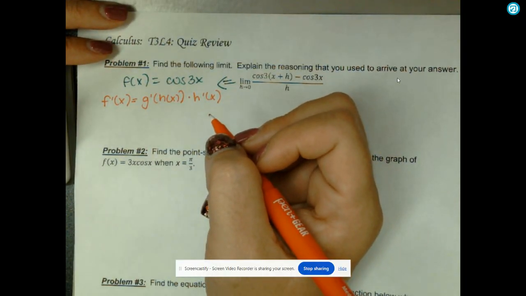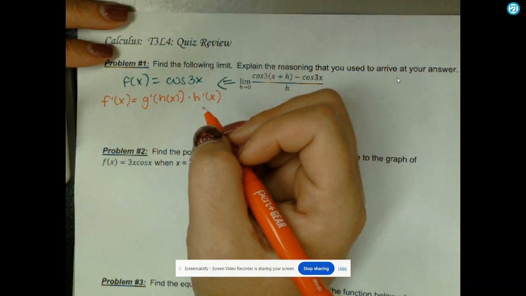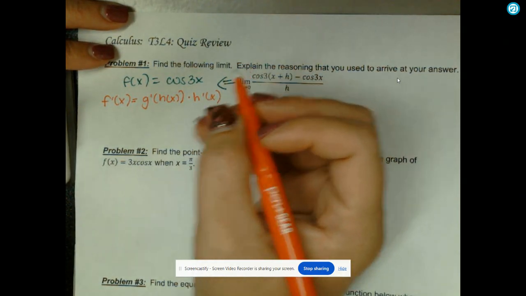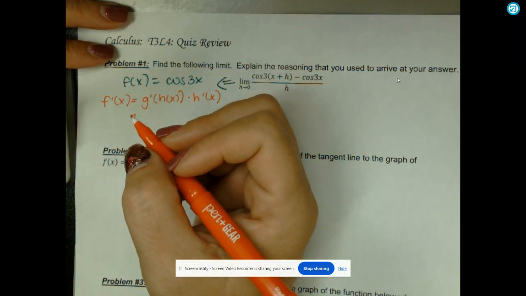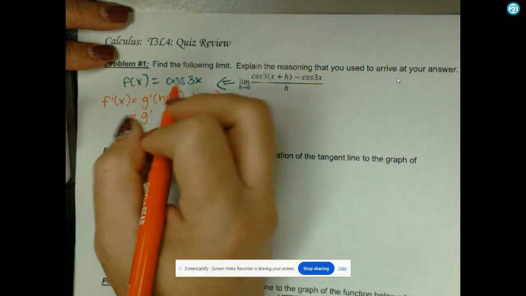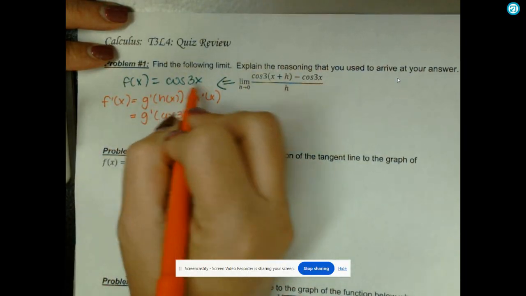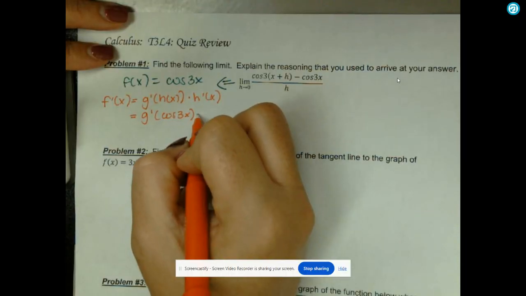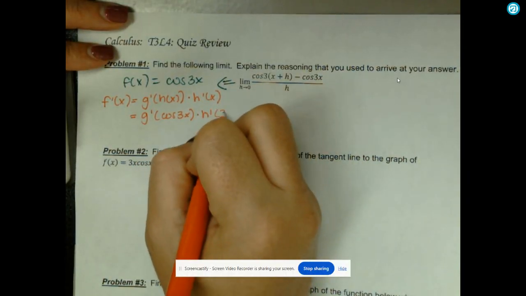So inside and outside, remember donut and donut hole. All right, so our outside is cosine. I did try to write this out to explain it a little bit better than yesterday. Basically, we're doing g prime of the cosine of 3x. That's h of x, the whole thing, times h prime of 3x.